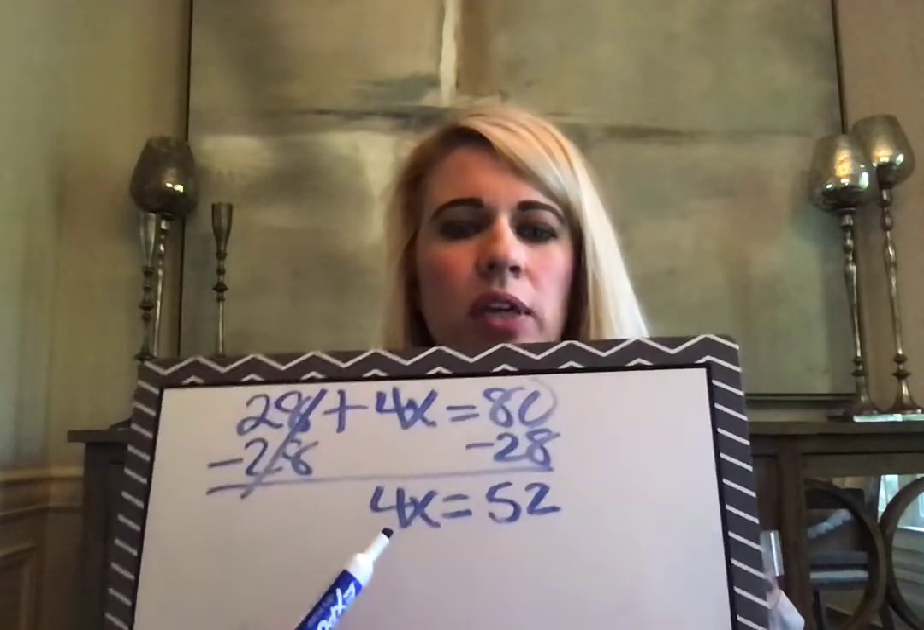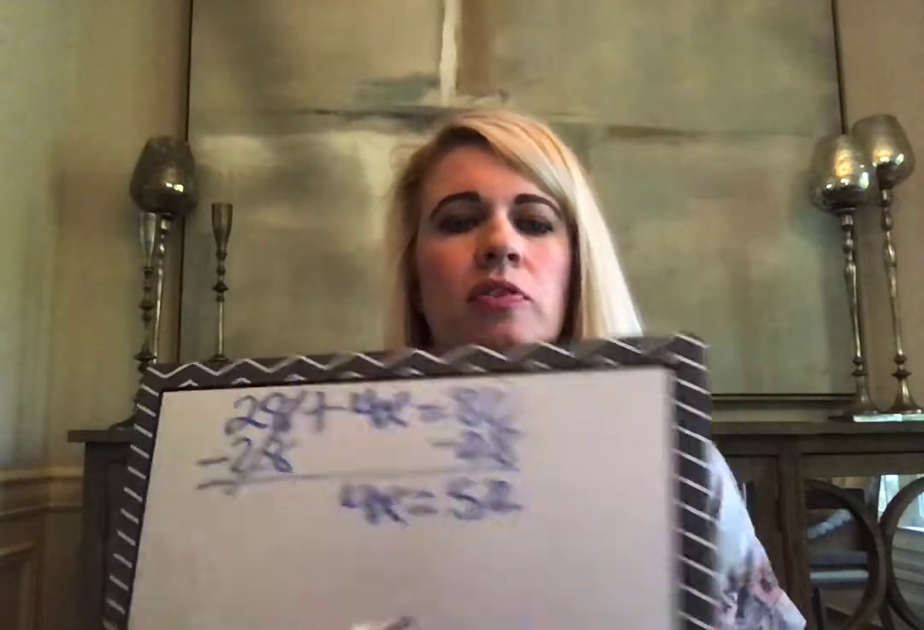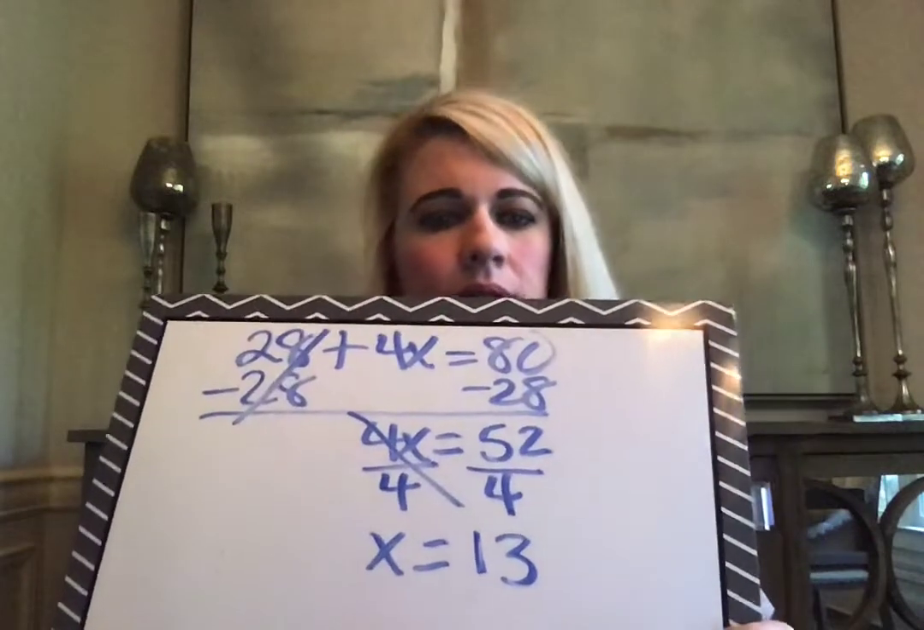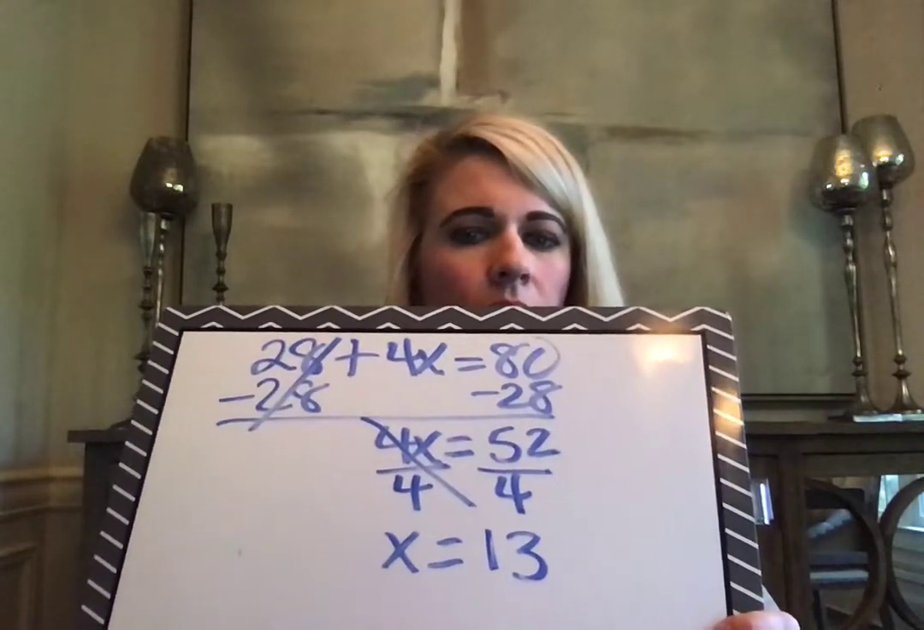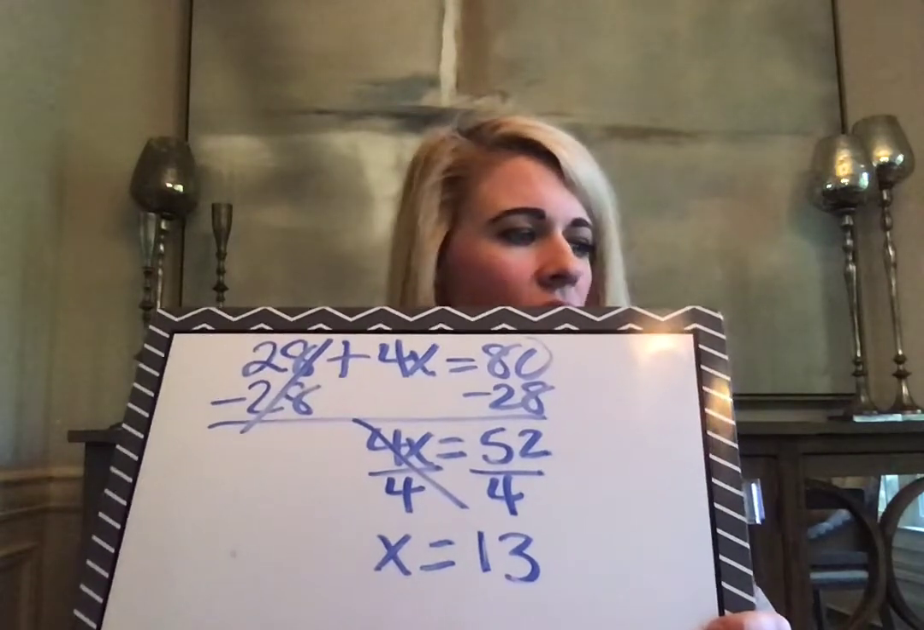Now, I'm going to get x by itself, so I need to divide because the inverse operation of multiplication is division. So divide both sides by 4 to give me 1x. And type in 52 divided by 4. And that gives you 13. So number 5 is 13. Okay, let's go to 6.